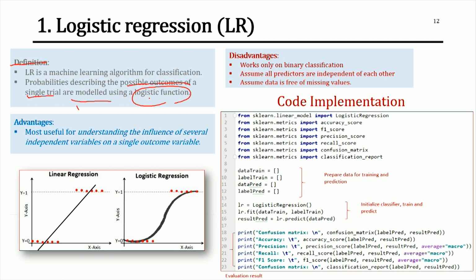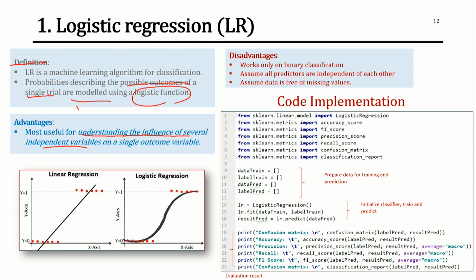So what is the advantage of using logistic regression? It is used to understand the influence of several independent variables on a single outcome variable. So what does it actually mean? We normally take a look at the output, right? But for the input, we need to take a look at whether it is influenced by some factors, for example, the age, the gender, or some other information. These are called independent variables.